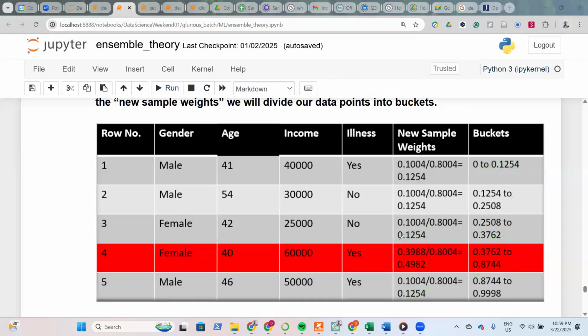Let me ask, does anyone not understand the concept of creating this bucket? What's the definition of bucket? Is this the definition of bucket? That's one. I know the math, but only my bucket.